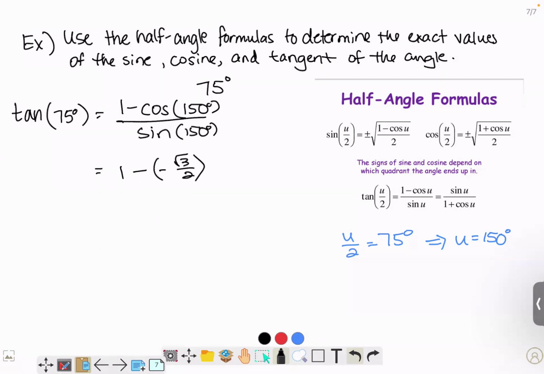And this time we also need to know sine of 150. In quadrant 2, sine is positive, so it is a positive 1/2. So I've got 1 plus the square root of 3 over 2 divided by 1/2. Dividing by 1/2 means to multiply by 2, so I'm going to get 2 plus the square root of 3.